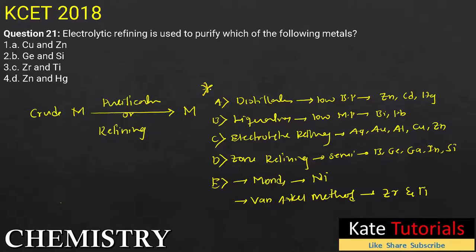If you are able to remember these things, you can easily solve even KCET, NEET and JEE questions, right? So this is how I have given it. You can take a screenshot, or if you have read thoroughly, you can easily remember this. So electrolytic refining will be done for which? Silver, gold, aluminium, copper and zinc, so here our option is A. In JEE they have asked which solution we use in silver and gold electrolytic refining, so those questions will be asked in JEE, and we can discuss that as well. So this is about question number 21.